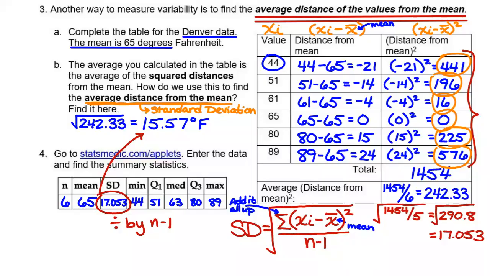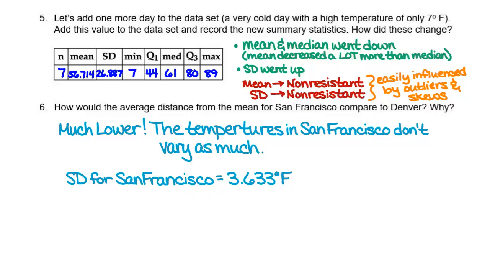It's actually much lower. The temperatures in San Francisco don't vary as much. And because I had the time, I actually went in and calculated the standard deviation for San Francisco using the applet. The standard deviation for San Francisco was only 3.633, much closer to the mean.